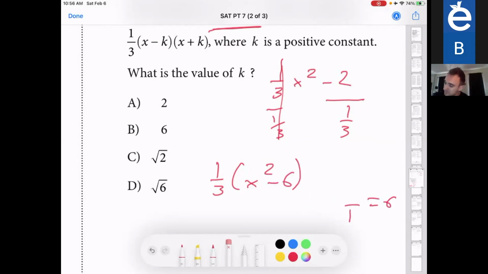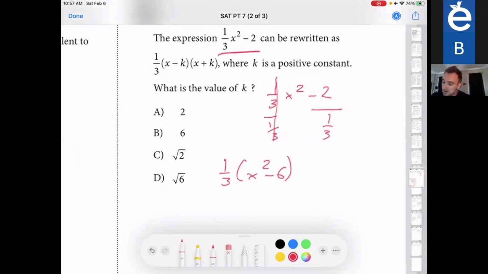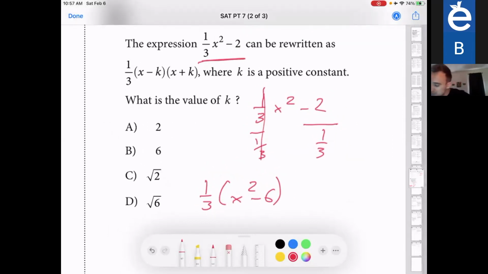If I didn't treat that 2 term with respect to this 1/3, I would get a different answer here. If I left it as 2, my answer would almost definitely end up being wrong. So now let's look here. It says where k is a positive constant. What is the value of k? We know that this must be a difference of 2 squares. That's not really so important. We're just looking at this relationship between k and this -6 term here, right?